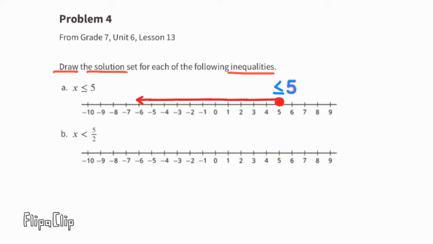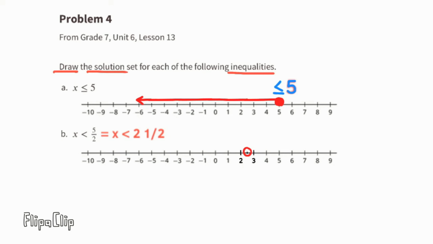B. X is less than 5 over 2. That's equivalent to x is less than 2.5. Locate 2.5 and circle it. This time we're not going to bubble it in because it's not less than or equal to, it's only less than. So we'll keep it just a circle without filling it in. Now look at the inequality sign, the less than sign. It's pointing to the left.